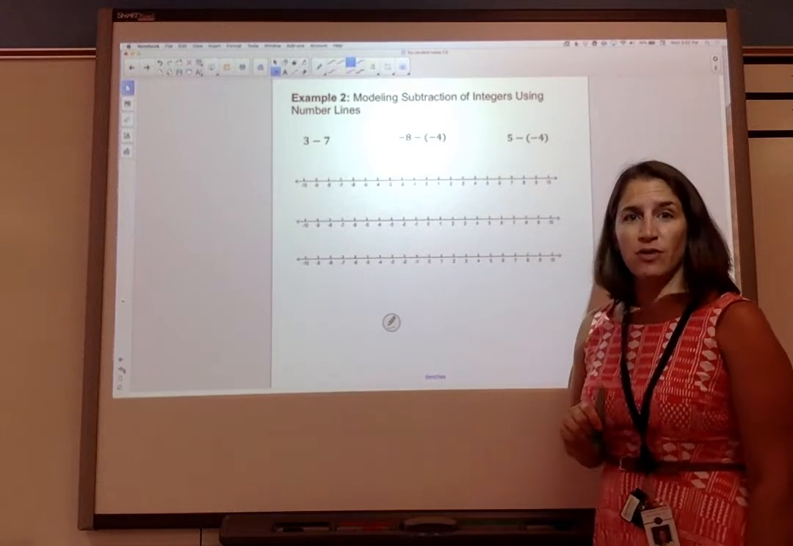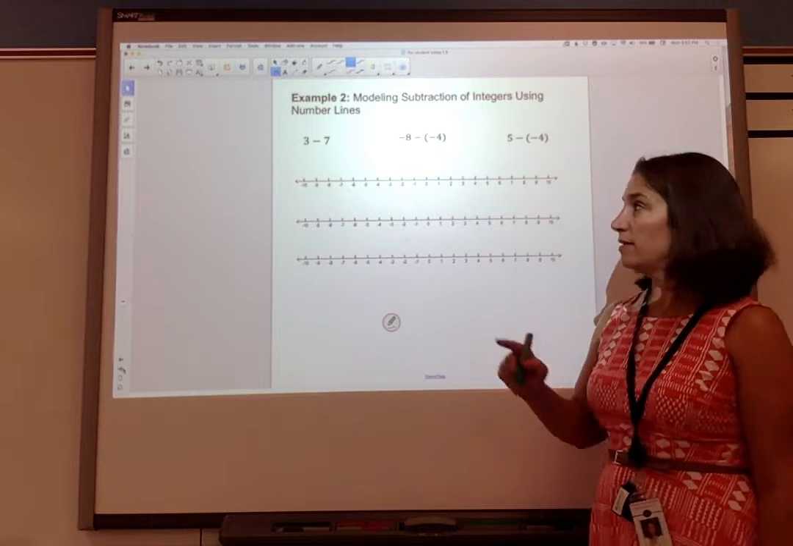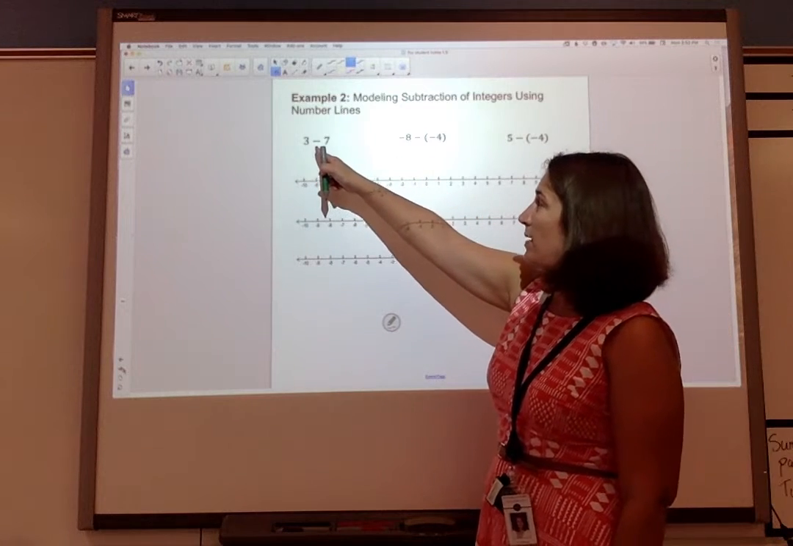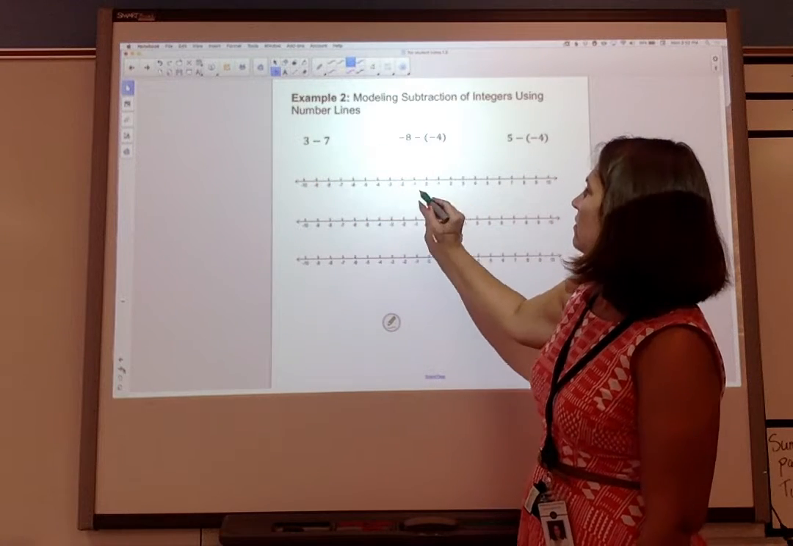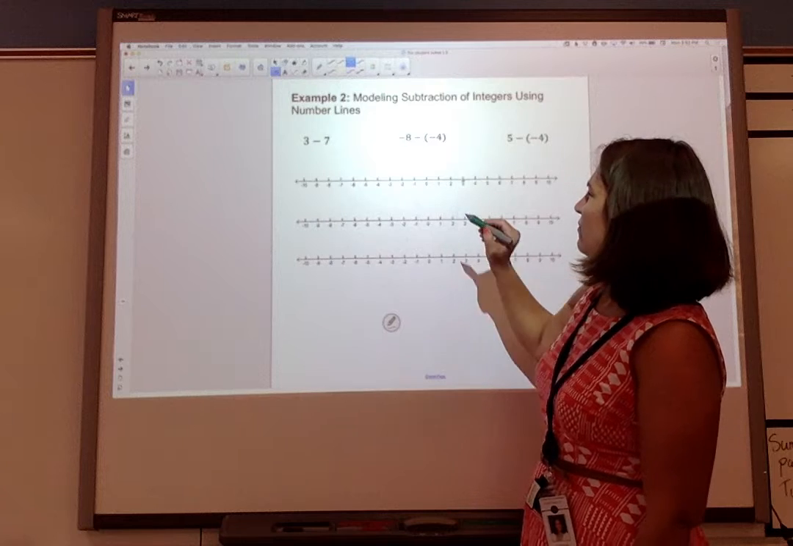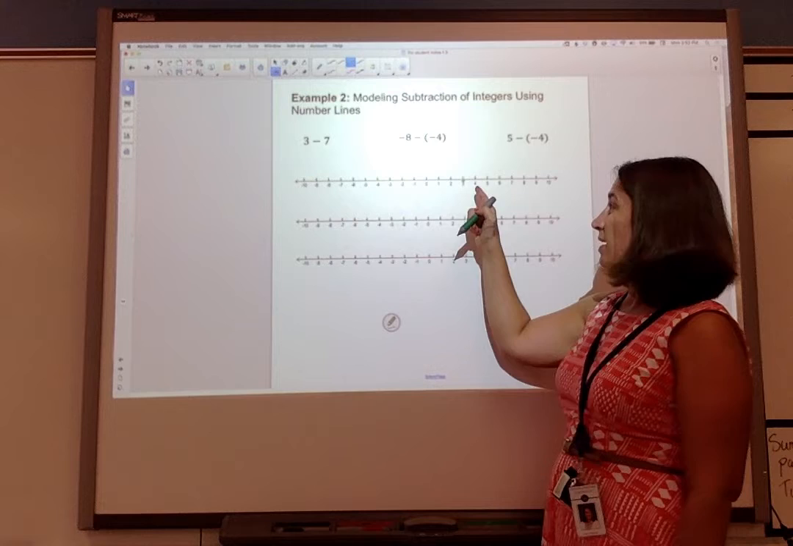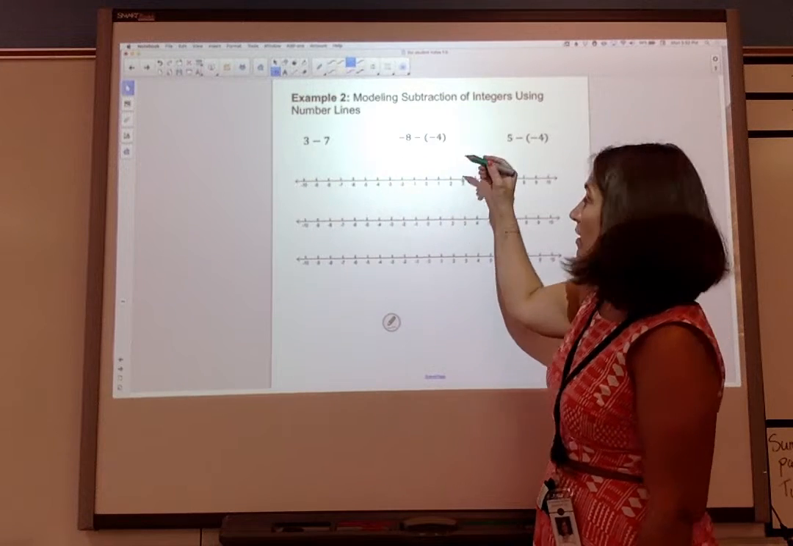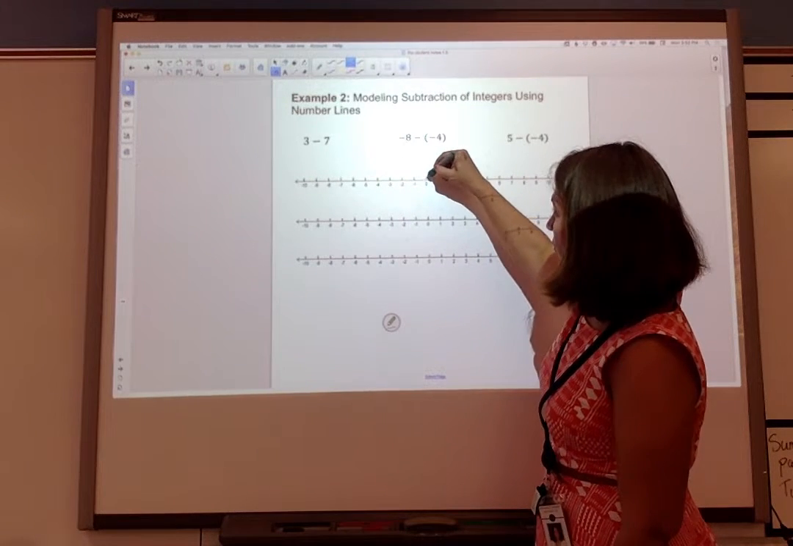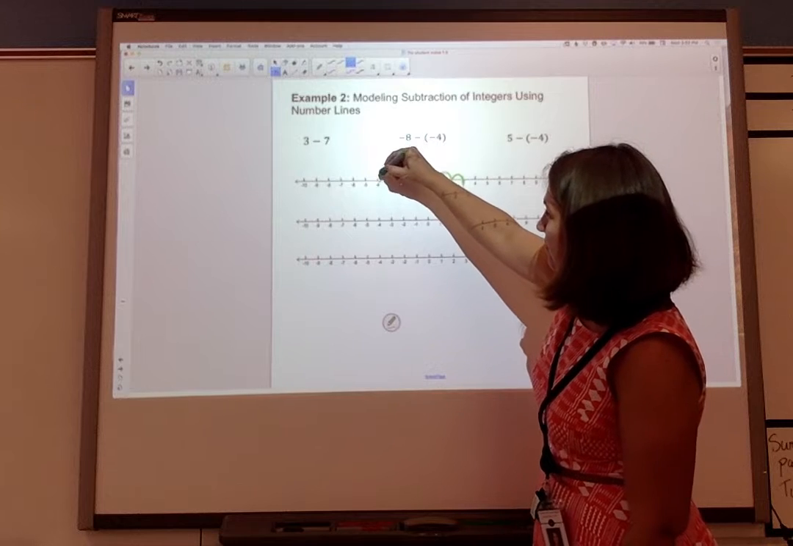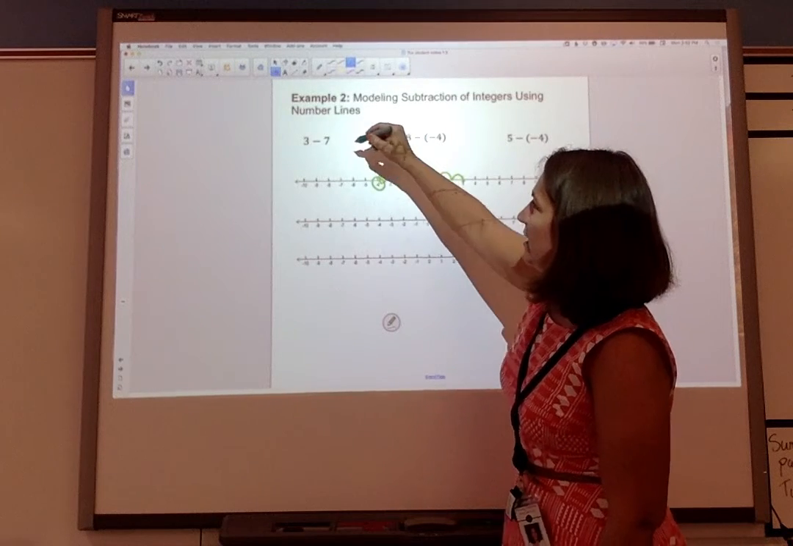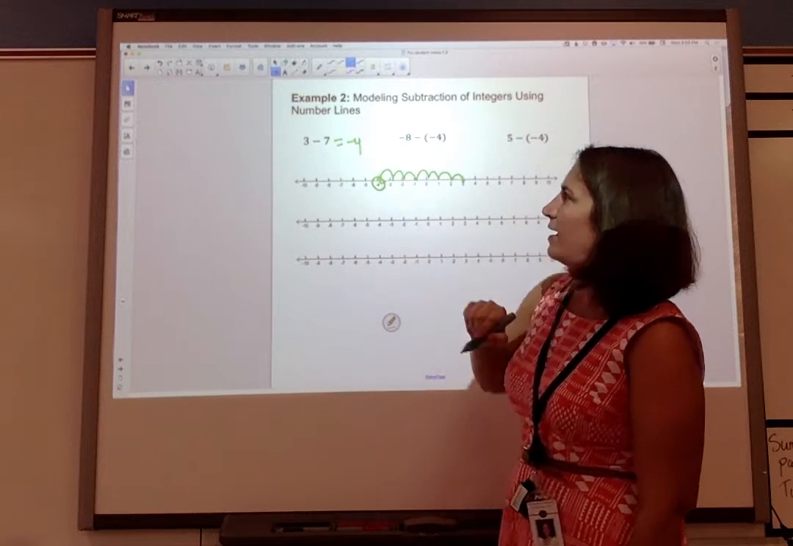Let's go ahead and model these same problems on a number line. So here I have 3 minus 7. I'm going to start at positive 3, that's to the right of 0. When I subtract a positive number, I'm moving to the left. 1, 2, 3, 4, 5, 6, 7. I'm going to end at negative 4.